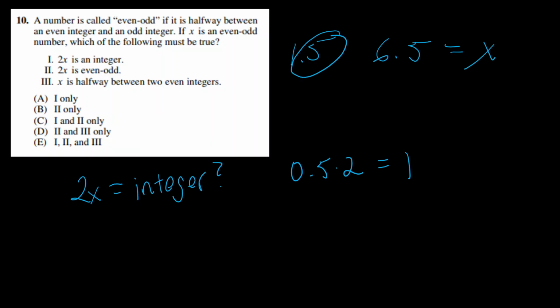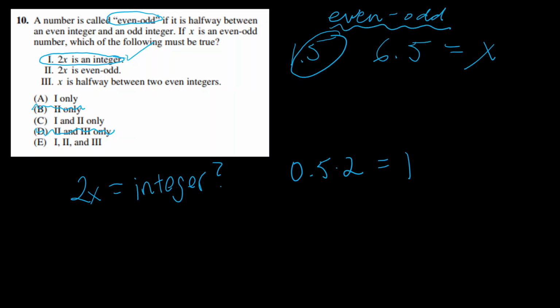So we know that any decimal that ends in 0.5 times 2 is just going to be an integer. So that's true, and we can eliminate answer choice B. And we can eliminate answer choice D. 2x is an even-odd. Even-odd numbers, remember, are numbers that end in 0.5, like we defined over here. These are even-odd numbers.